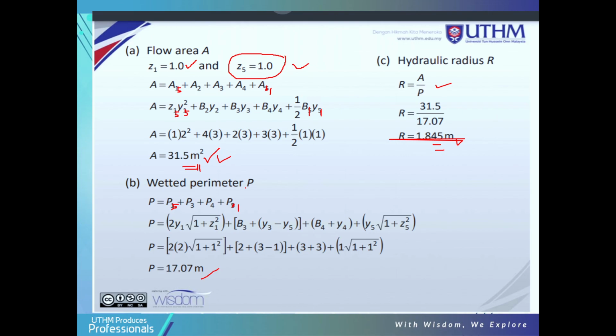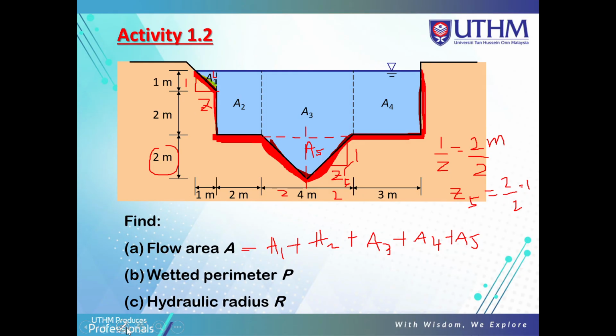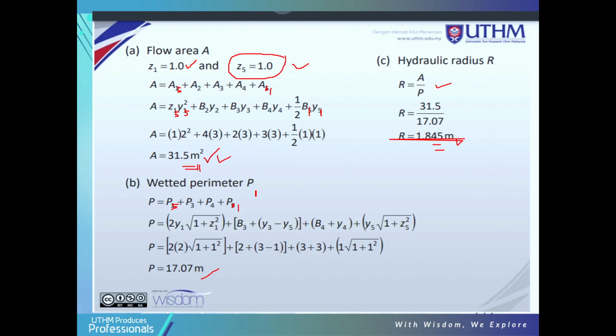So the wetted perimeter, also the wetted perimeter of P5 here. The wetted perimeter that I highlight in red here, A1 and this, to here and this one. So this is the wetted perimeter. So the wetted perimeter for A1 here, A2 here, and A5 here, A4. So that's why we have the wetted perimeters P5, P3, P4, and P1 here.